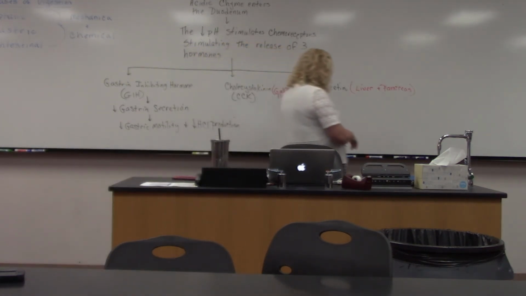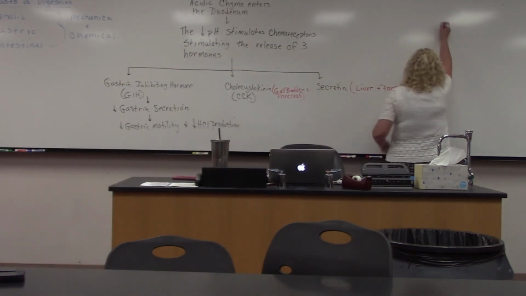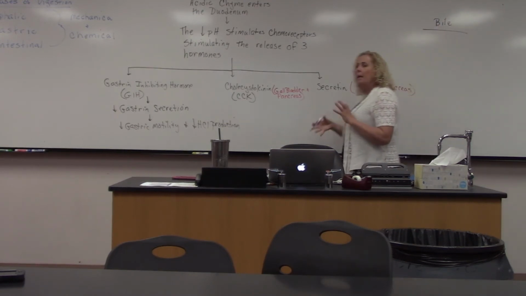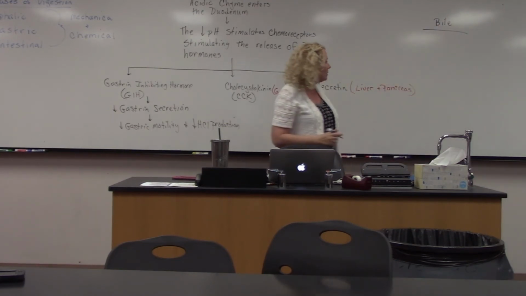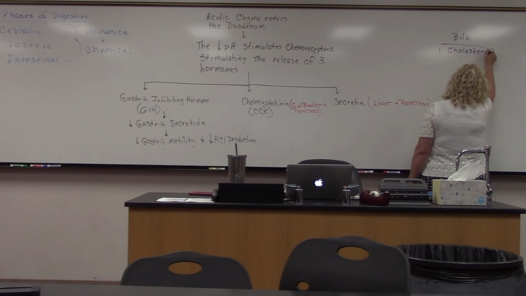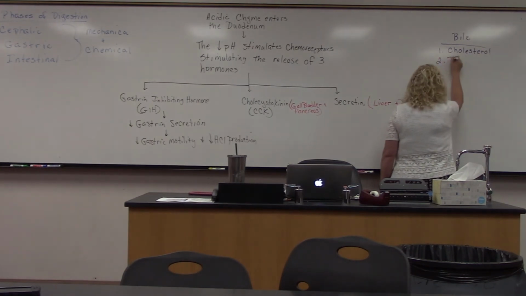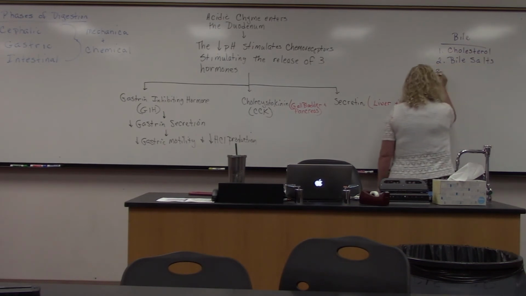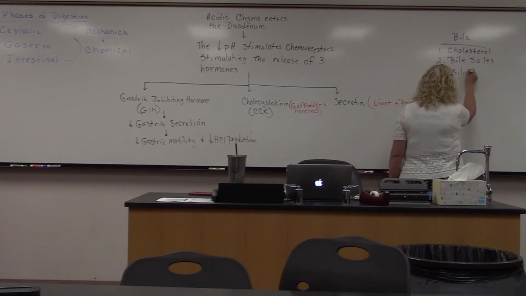So the liver produces a chemical called bile. And bile is actually made up of a couple different chemicals. So one of the things that's in bile is cholesterol. And then we also have what's called bile salts. And then we have something called bilirubin.